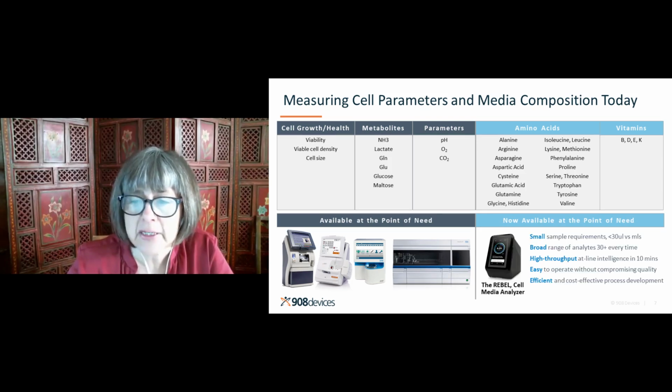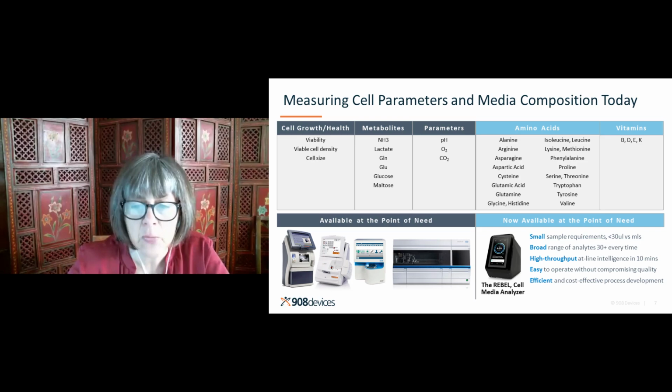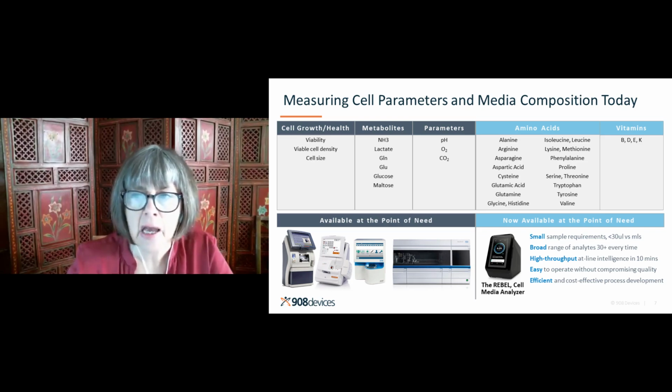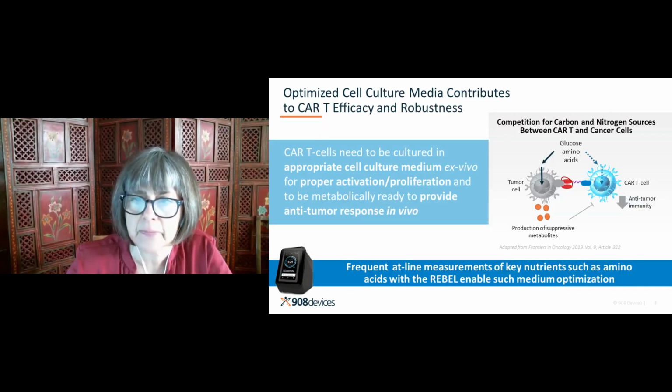At 908 Devices, we provide a cell media analyzer that specifically allows for measure of amino acid at the point of need. This instrument is small, very easy to use, and allows measurement of these key nutrients so that we can correlate and optimize them to prepare the cells, for example, in the case of CAR T cells.